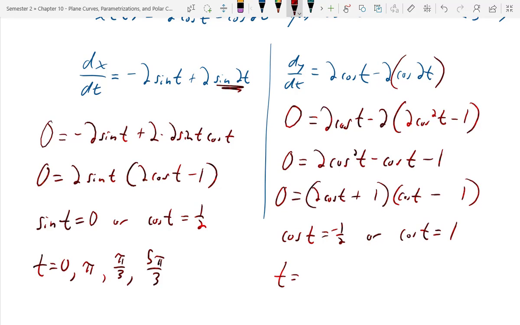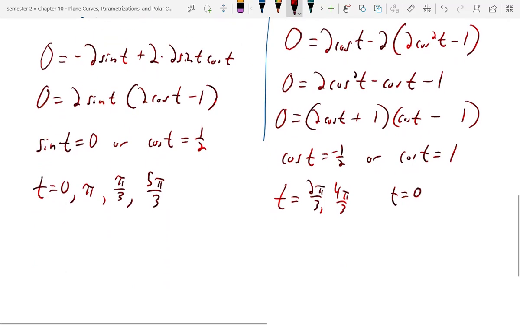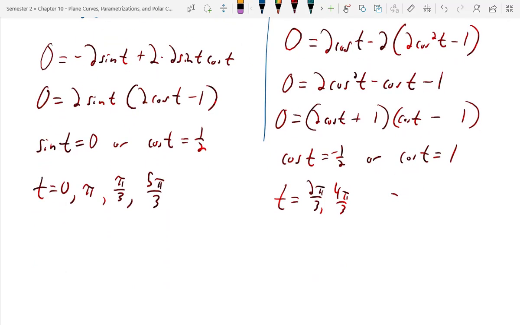And that would happen at t is equal to, so negative 1/2 for cosine, 2 pi over 3, 4 pi over 3. Cosine of t is equal to 1 at 0, t equals 0, just 0. I'm just going to put comma 0.